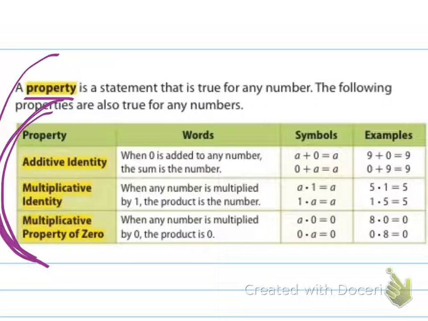Okay? Then we've got multiplicative identity. When any number is multiplied by 1, the product is the number. So with multiplicative identity, anything times 1 is itself. So A times 1 is A. 1 times A is A.